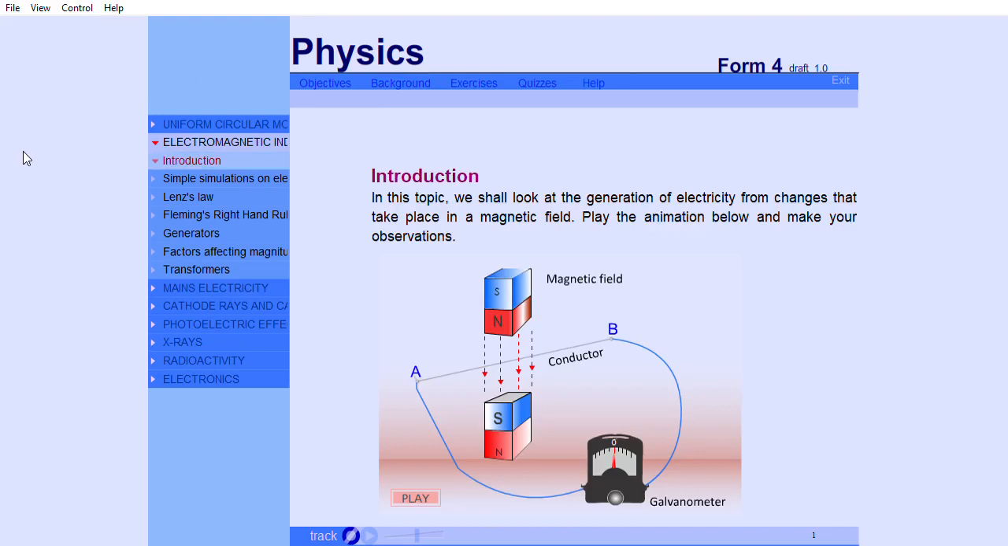Introduction. In this topic, we shall look at the generation of electricity from changes that take place in a magnetic field.